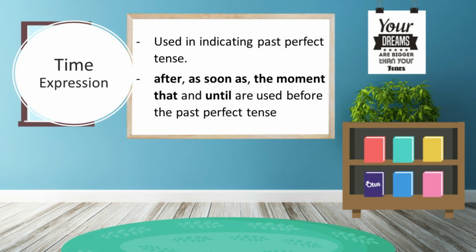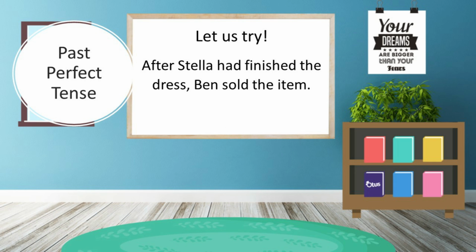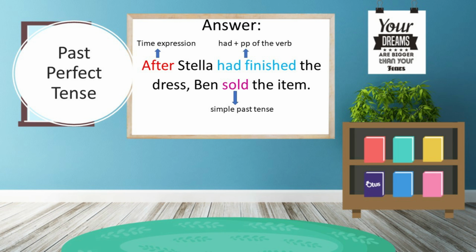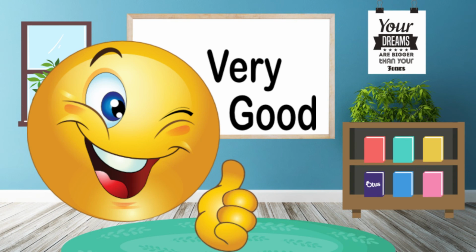After, as soon as, the moment that, and until are used before the past perfect tense. Let's try this example. After Stella had finished the dress, Ben sold the item. This is how we analyze this example under past perfect tense. We have the time expression used, which is the word after. The structure, had plus past participle of the verb. You have here had and the word finished in its past participle form. We have also here the word sold, which is in its simple past form.